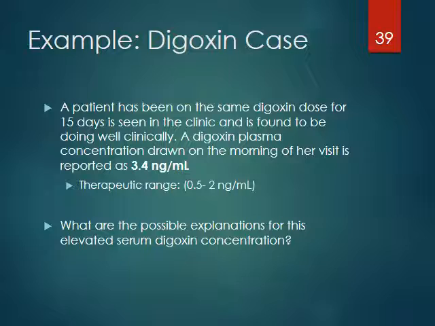So now all of a sudden we have a patient who has a supratherapeutic concentration and they are clinically doing pretty well. So what are we going to do with this level? What do you think are some possible explanations for why we'd have an elevated serum digoxin concentration?